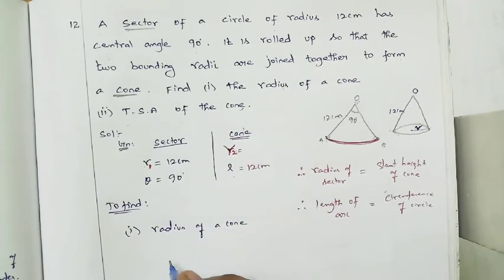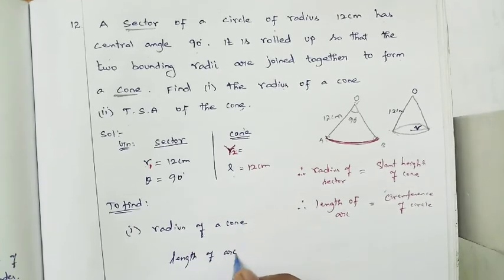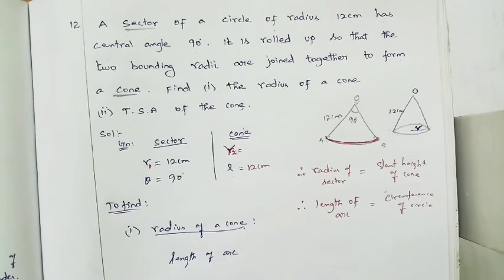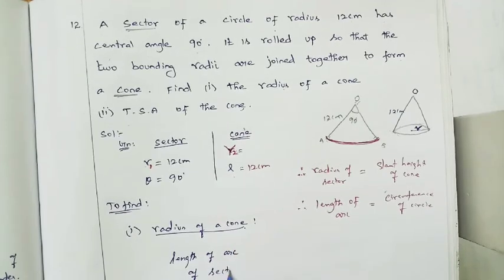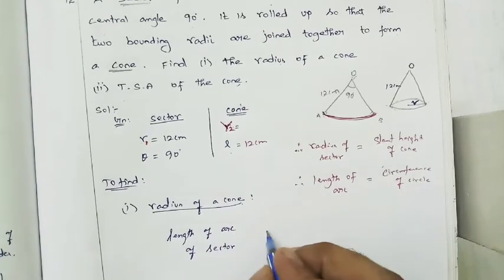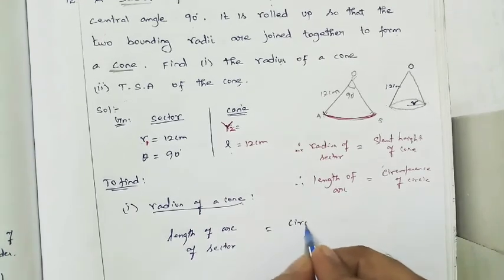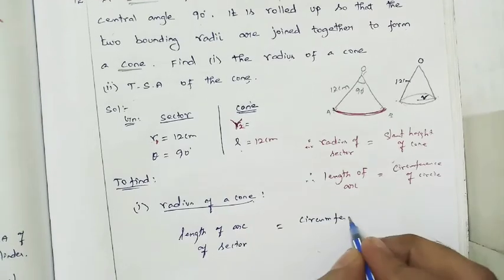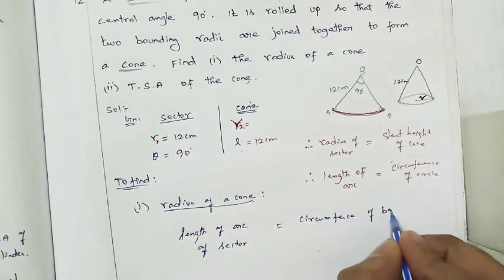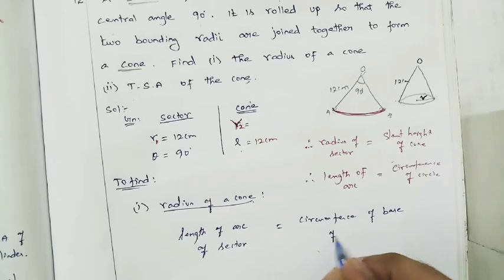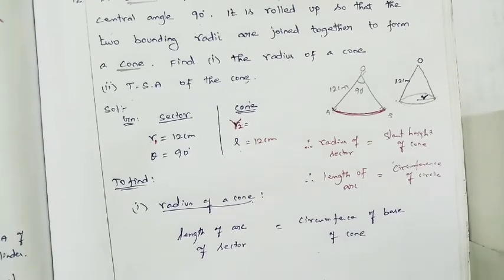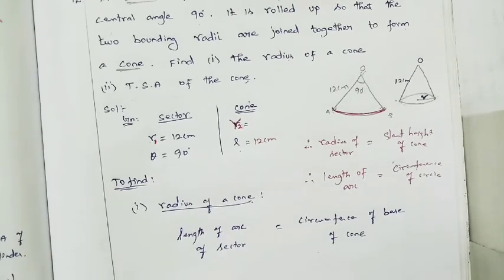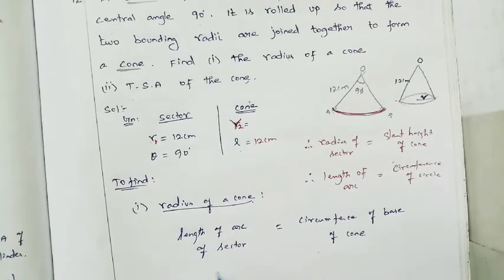So what is the length of arc? The length of arc of a sector is equal to the circumference of the base of the cone, that is in the image. What is the shape of the base of a cone? A circle only. So the length of arc of a sector, what is the formula?